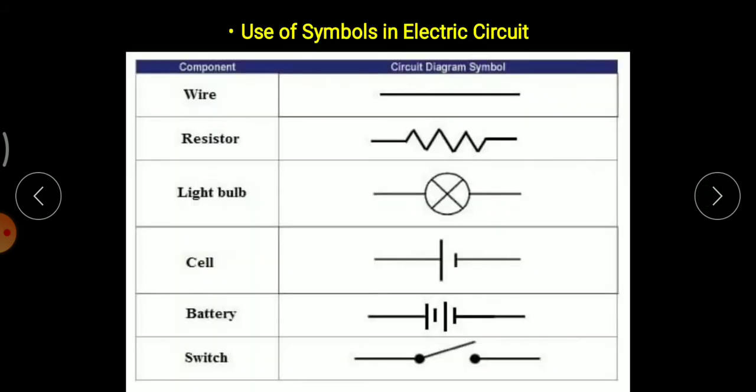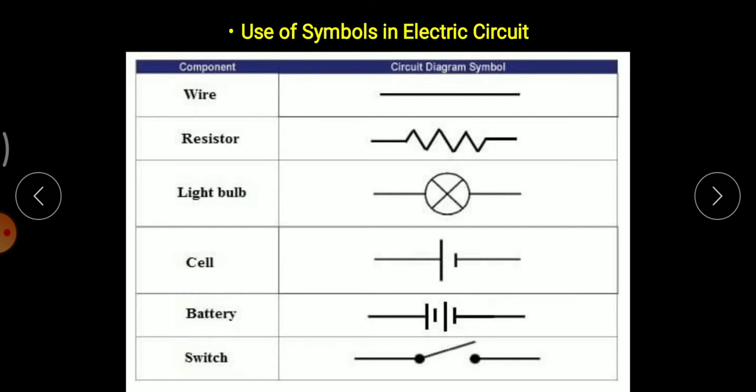Now, different electrical symbols which are used in an electrical circuit are given below. Whenever we draw an electric circuit, the wire is represented with a straight line. The next parameter is the resistor. A resistor is indicated with a zigzag line. A resistor is simply a sort of resistance. It is a device which opposes the flow of current, or the charges, from one point to another point.